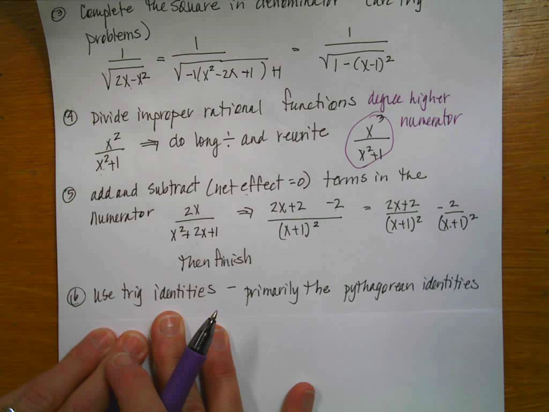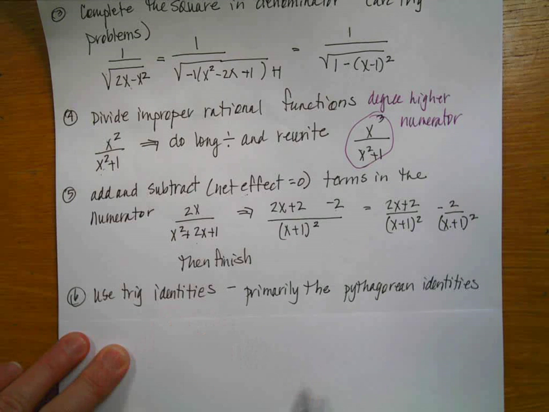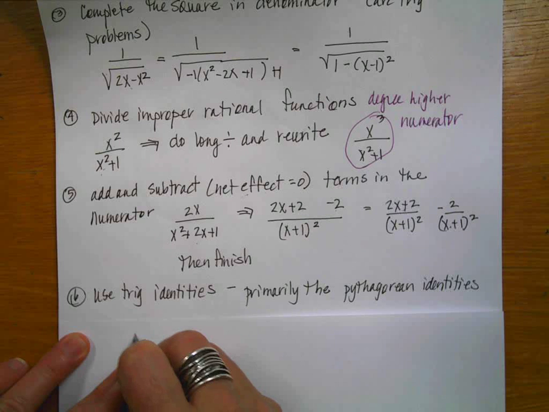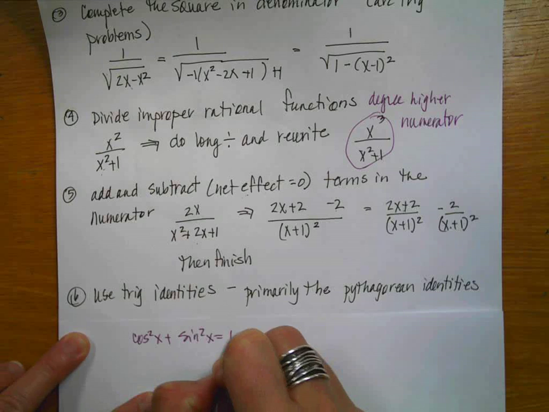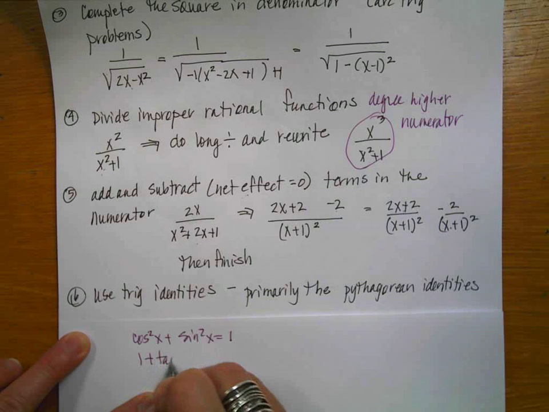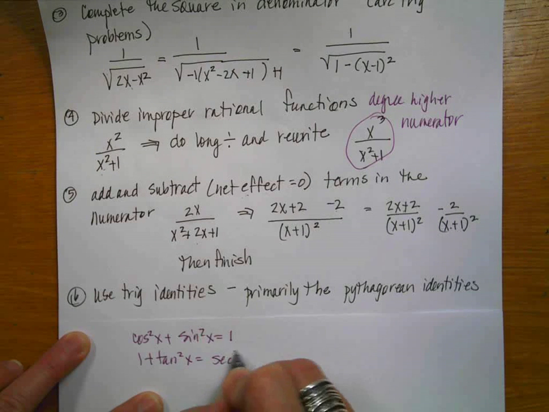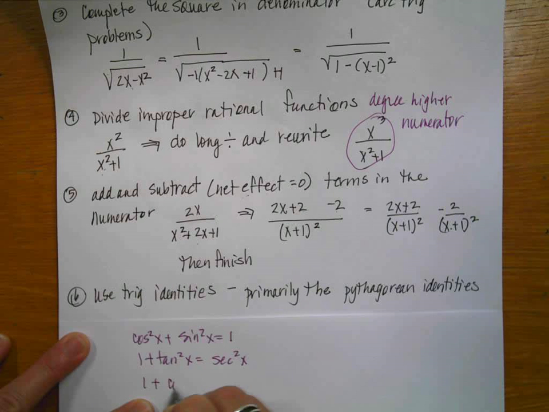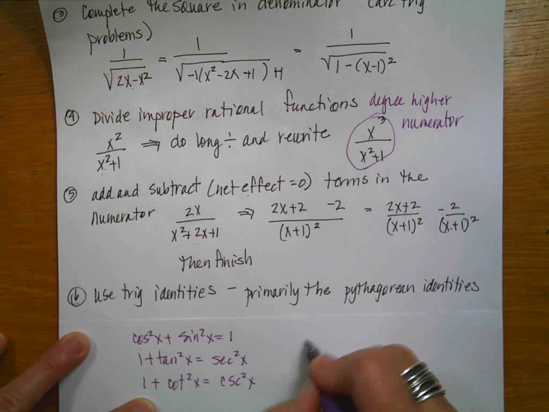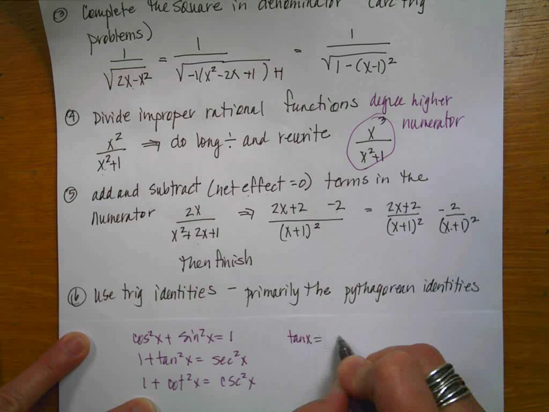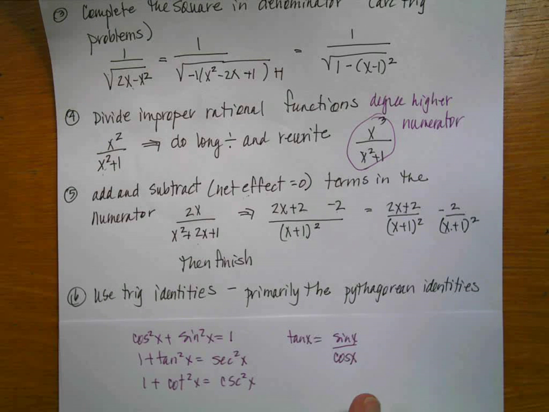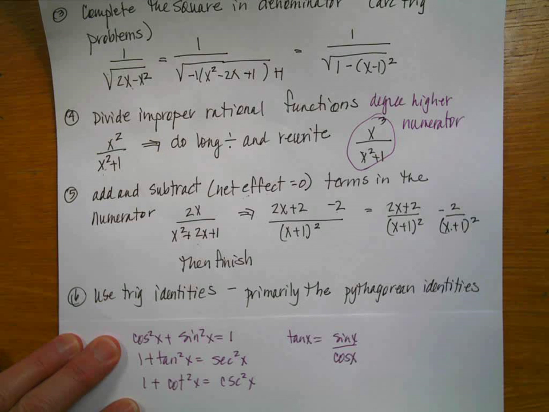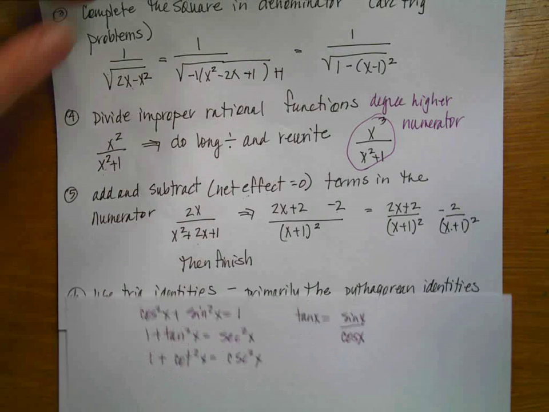The next one that we might talk about is using trig identities, and primarily the Pythagorean identities. So I'm talking about cosine squared x plus sine squared x is equal to 1, and then 1 plus tangent squared x is equal to secant squared x, and 1 plus cotangent squared x is equal to cosecant squared x. And then potentially rewriting something like the tangent of x as the sine of x over the cosine of x. I won't go back through all of our trig, but these Pythagorean identities tend to be really helpful.